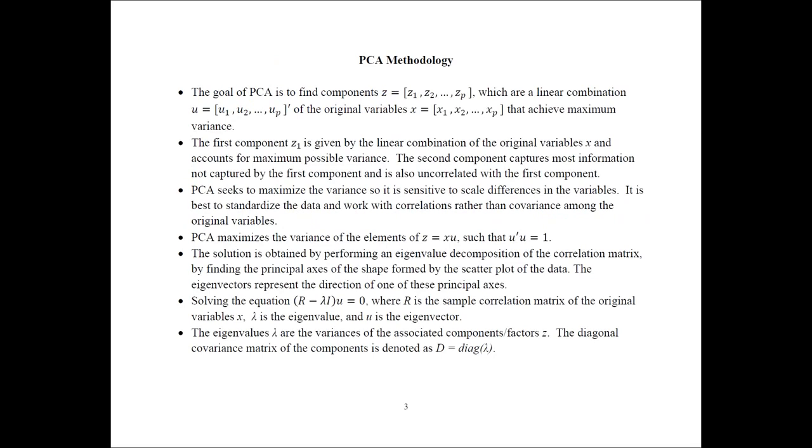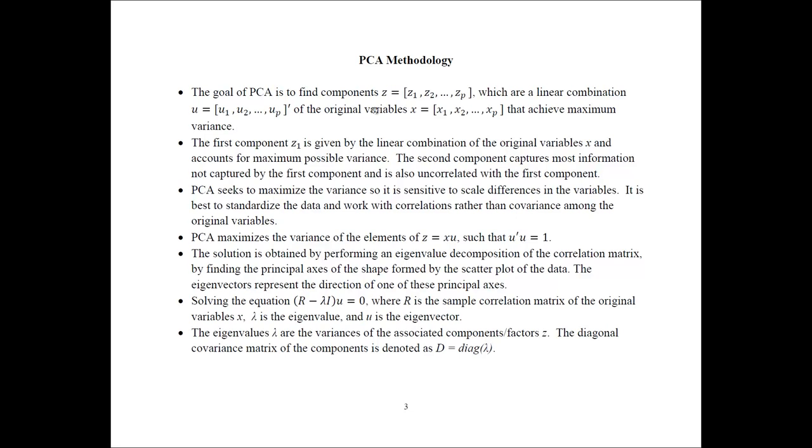Okay, so here's a little bit more about the PCA methodology. So the goal is to find components, and we have here Z equals Z1 to ZP. These are P number of components, which are a linear combination of the original variables X equals X1 to XP that achieve the maximum variance. So if we have the number of original variables equal to P, those variables can be represented as the same number of components, but that are just reoriented a little bit differently.